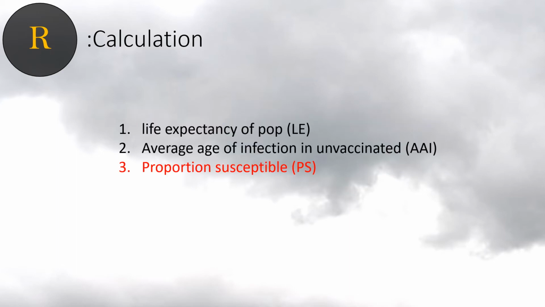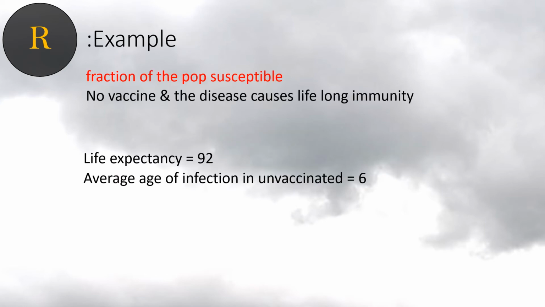So, for the calculation, you can calculate the R number from the R0 number. And you can do this by timesing it by the proportion of the population that is susceptible. Now you do this by taking the average life expectancy of a population and then the average age of an infection in the unvaccinated. That gives you the proportion susceptible. That is the average age of infection in unvaccinated divided by the average life expectancy of the population. So, plug in the numbers.